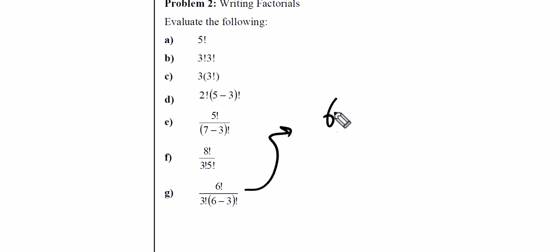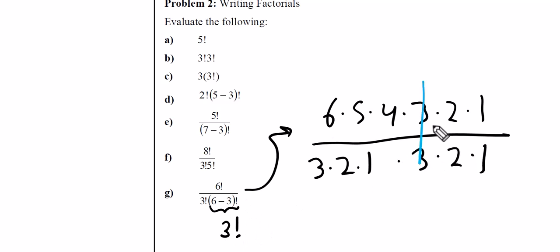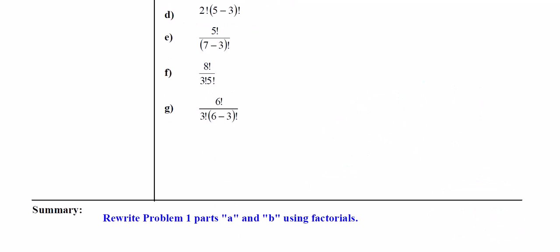This last one, 6, 5, 4, 3, 2, 1, because 6 factorial. 3 factorial is 3, 2, 1. And 6 minus 3, that's 3. But there's a factorial on the outside. So that's going to be another 3, 2, 1. And of course, these cancel out. And if you want to do a little trick again, 3 times 2 is 6. 5 times 4 is 20. Folks, we are just doing addition and multiplication. So, yeah, you got this. For your summary, rewrite problem 1, parts A and B using factorials.